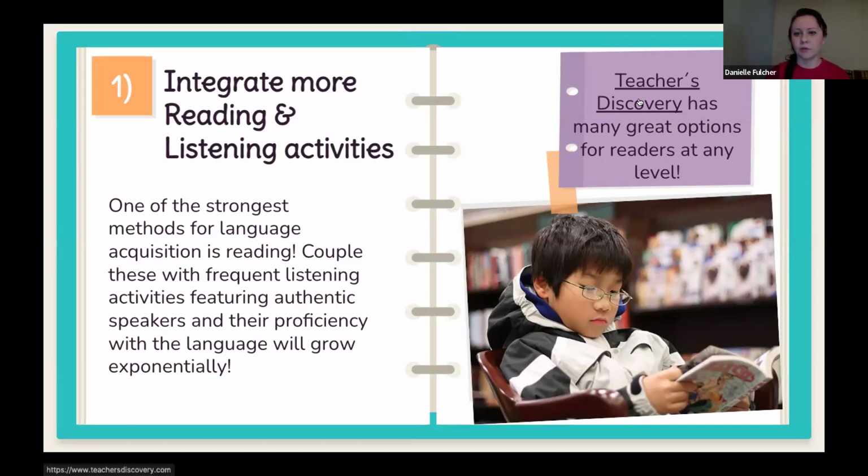Now, I know Teachers Discovery has a lot of great readers for specifically French, German, and Spanish. I need to find a good resource for some Chinese readers if we have them in there. But if any of you Chinese teachers know of any, please go ahead and drop it in the chat so we can share that resource. And you can also couple the reading with listening activities.